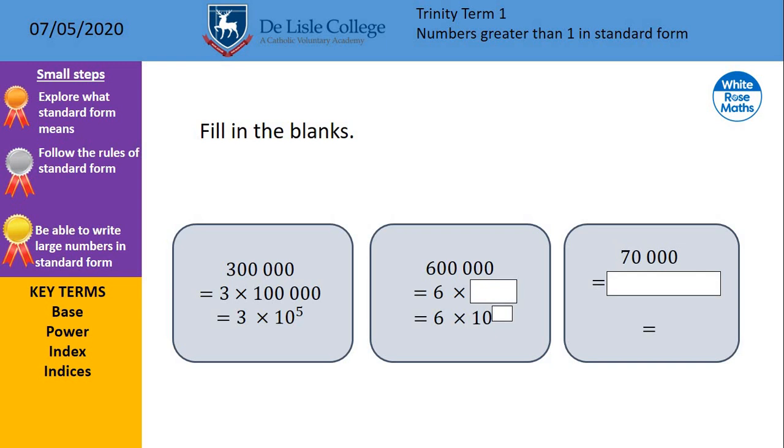Okay, so hopefully you had a go at those, and we should get 6 times 100,000. And then 100,000 again could be written as 10 to the power of 5, so that's 6 times 10 to the power of 5. Next one, again, we need the number between 1 and 10 first. We'd take the 7, and that would be 7 times 10,000. 10,000, be very careful, would be 10 to the power of 4, so that is 7 times 10 to the power of 4.